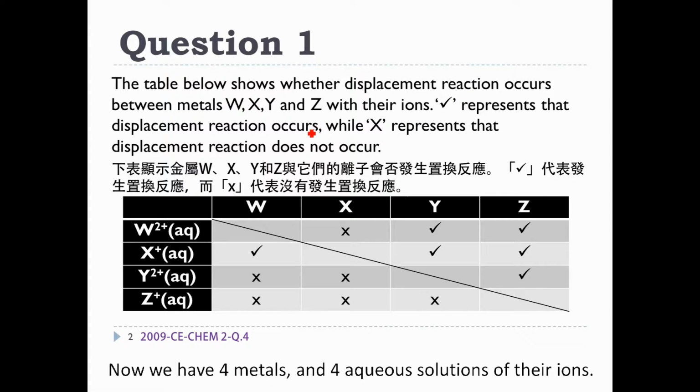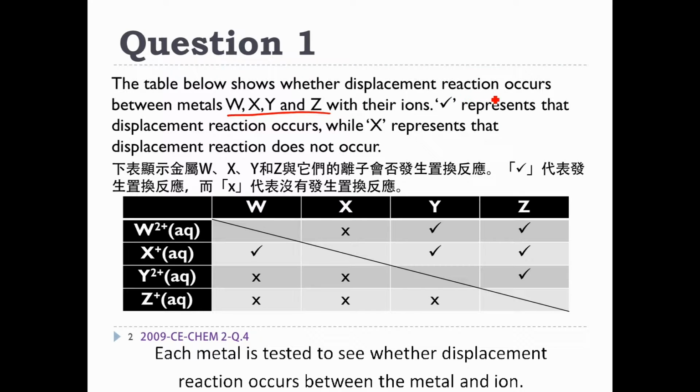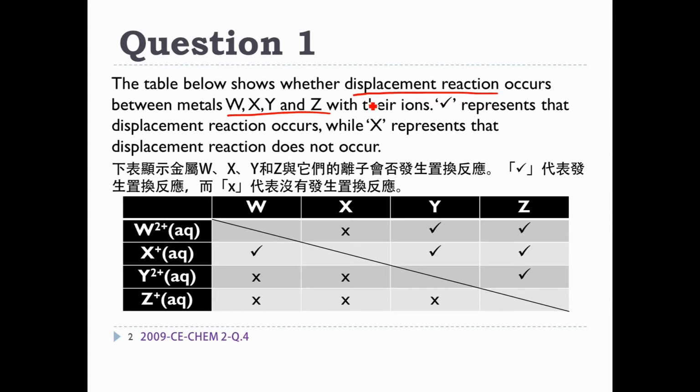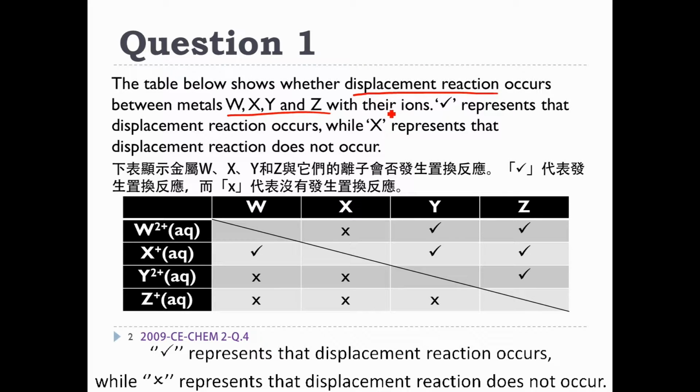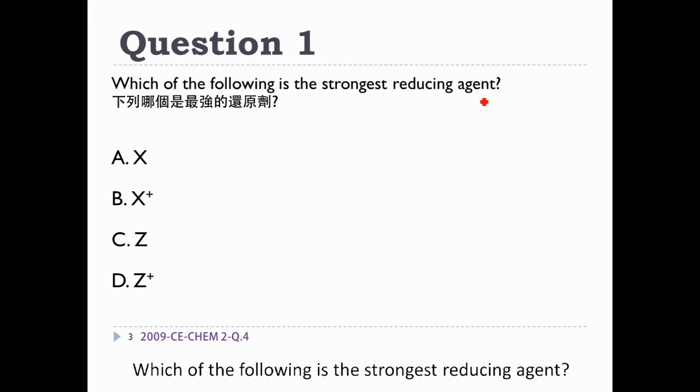Now we have 4 metals, and 4 aqueous solutions of their ions. Each metal is tested to see whether displacement reaction occurs between the metal and ion. A tick represents that displacement reaction occurs, while a cross represents that displacement reaction does not occur. Which of the following is the strongest reducing agent?